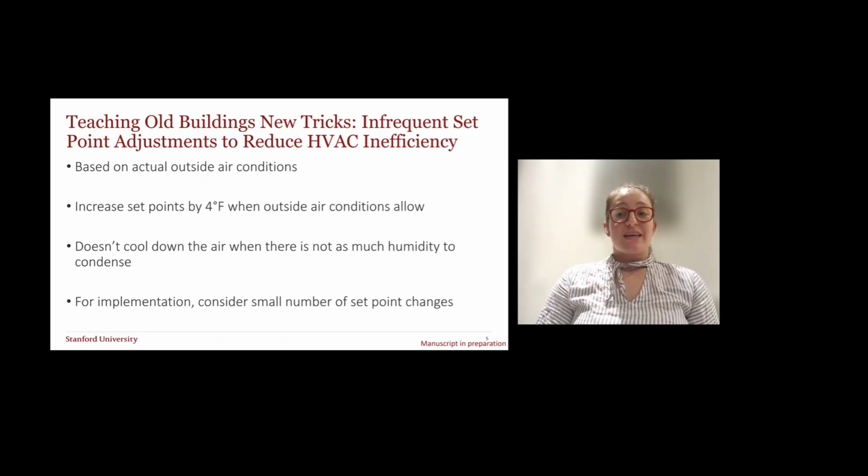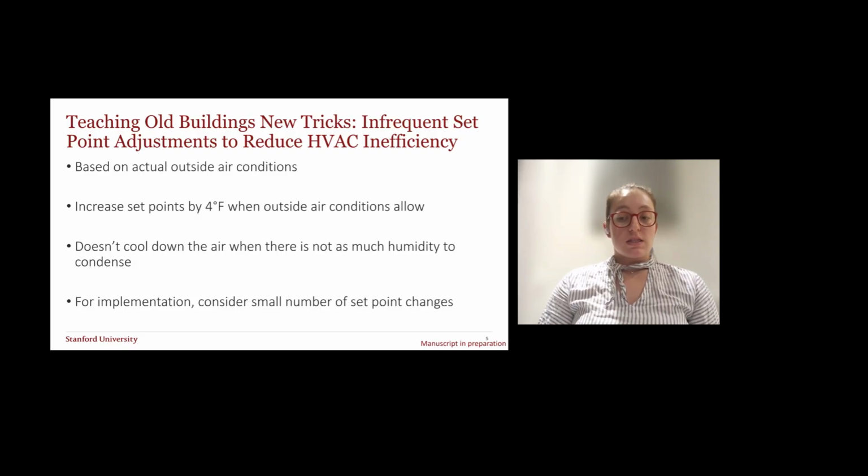My work considers the actual outside air conditions at a building's location and increases the set points by 4 degrees Fahrenheit when the outside air isn't humid enough to require the set it and forget it temperature. In this case, there's no need to cool down the air as much because there isn't enough water to condense. This work considers between 2 and 12 changes to the set points per year, because more frequent set point changes than monthly become infeasible to implement at these older commercial buildings.